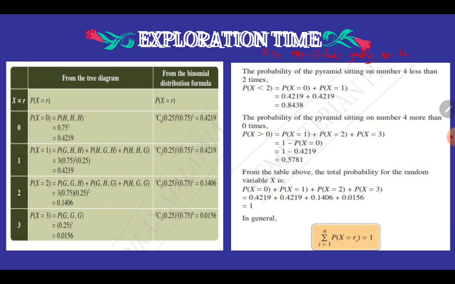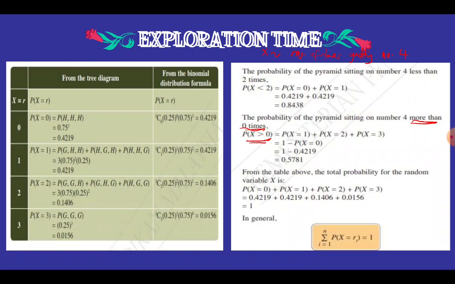Okay, let's look at the next one. The probability of the pyramid sitting on number 4 more than 0 times. So more than 0 times, of course, P(x greater than 0). Remember, we flip it 3 times. So if greater than 0, x equals 1, x equals 2, and x equals 3. You can just add up: P(x equals 1) is 0.4219, x equals 2 is 0.1406, x equals 3 is 0.0156, and we will have 0.5781.